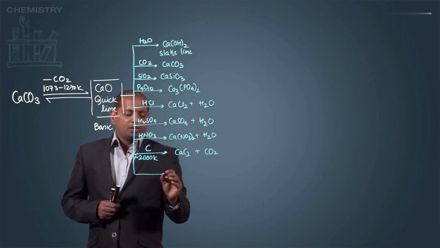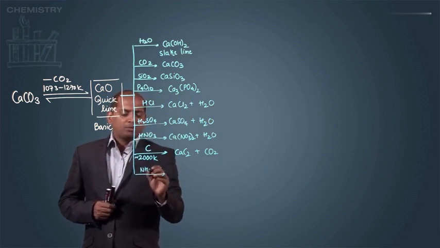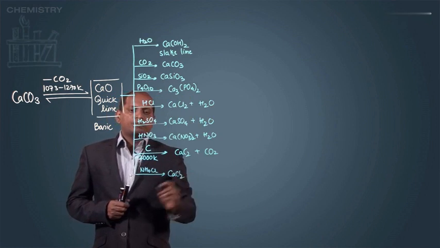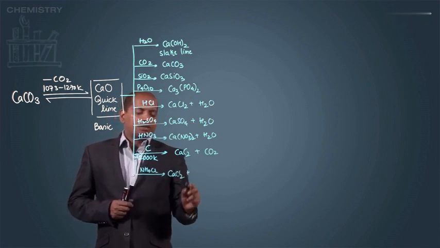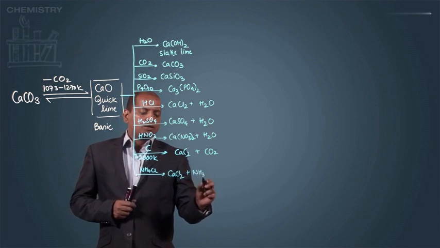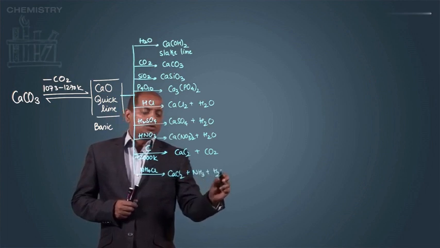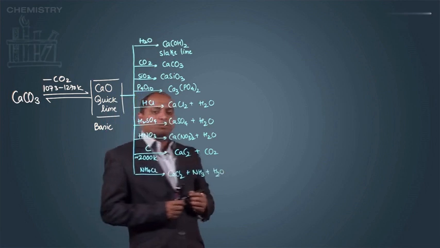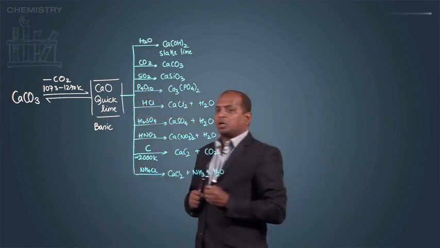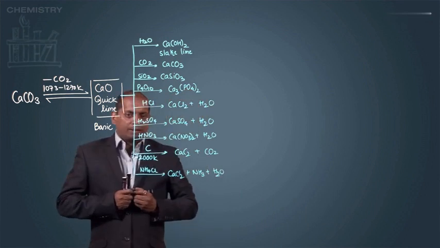It can react with NH4Cl, ammonium chloride, so that we get CaCl2, calcium chloride, plus ammonia plus H2O. So in the laboratory preparation of ammonia, quicklime can be used. So this is all about the reactions of quicklime.